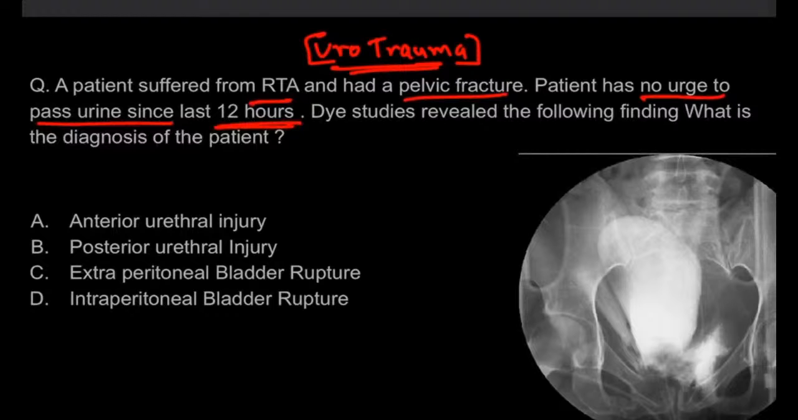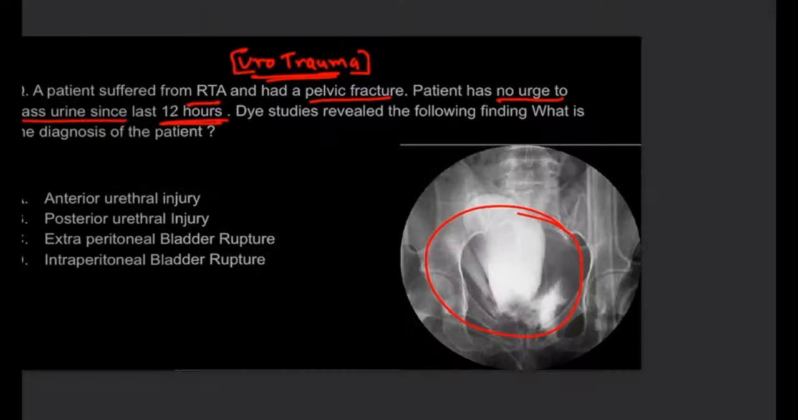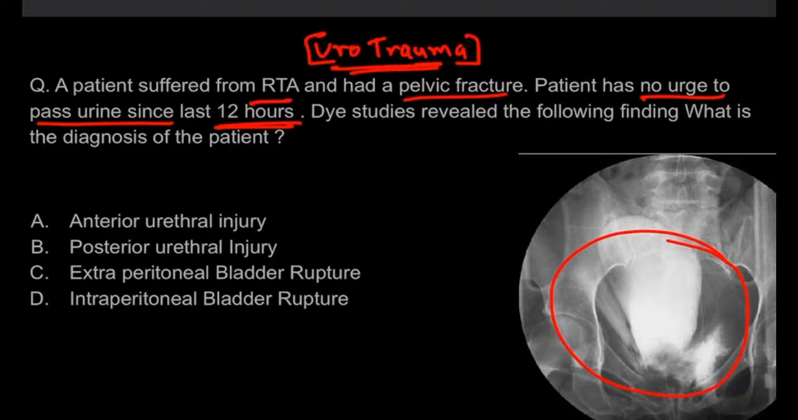So you performed a dye study, and the dye study revealed an image like this. So what do you think, guys? What is the diagnosis of this particular patient? Is this patient suffering from anterior urethral injury, posterior urethral injury, extraperitoneal bladder rupture, or an intraperitoneal bladder rupture? If you say this patient is suffering from an extraperitoneal bladder rupture, you are absolutely correct, guys. The diagnosis is an extraperitoneal bladder rupture.